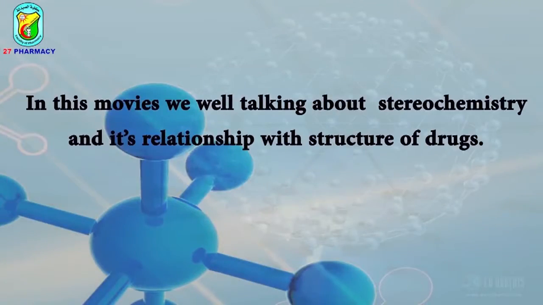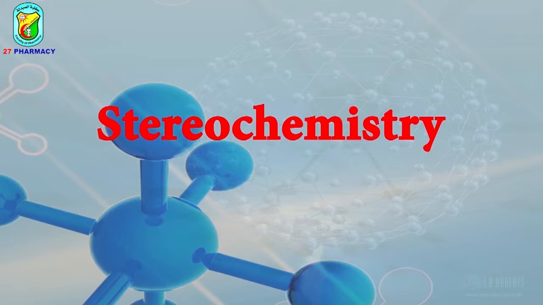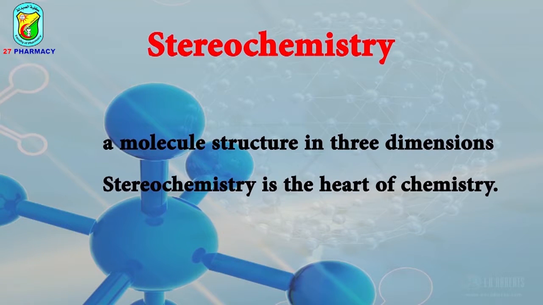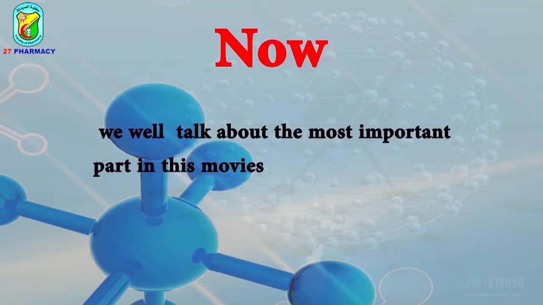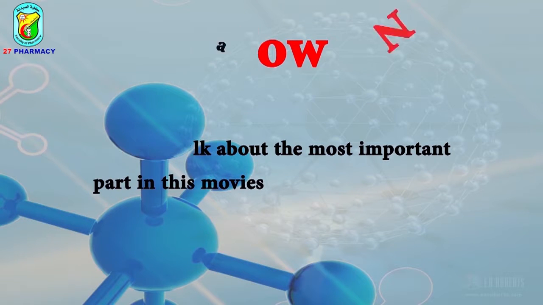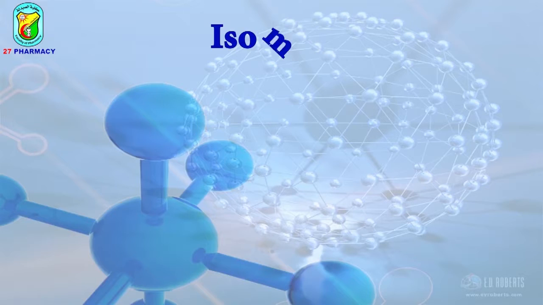In this bonus, we will be talking about stereochemistry and its relationship with the structure of drugs. Stereochemistry is the molecular structure in three dimensions. Stereochemistry is the heart of chemistry. Now, we will talk about the most important part in this bonus: isomers. What is an isomer?